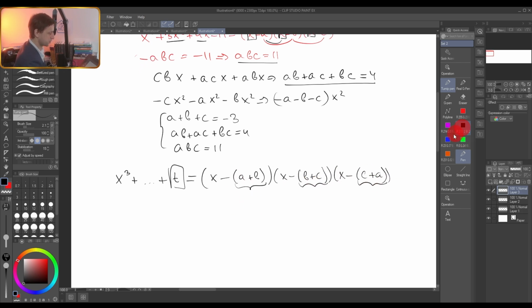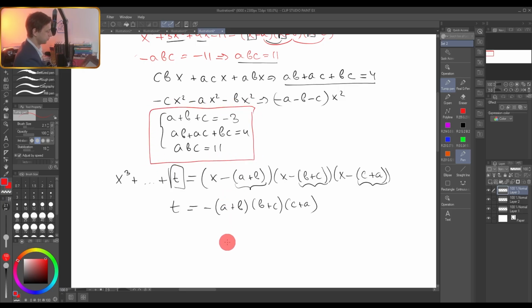And it means that this free coefficient t must be equal to minus a plus b times minus b plus c times minus c plus a. Eventually it will be minus a plus b times b plus c times c plus a. Well, and here obviously we already have some conditions on a, b, and c, right? And maybe if we use some reasonable approach, by using these conditions, we will be able to find what this value is, and we will be able to find t.